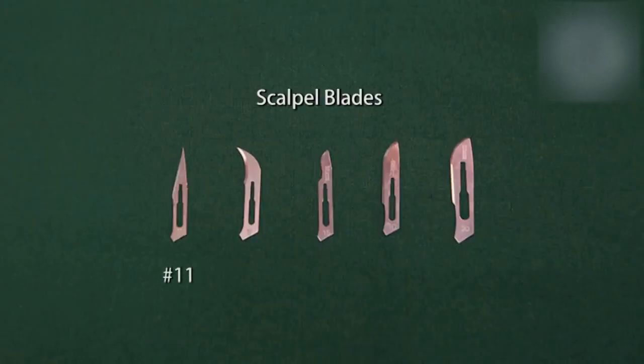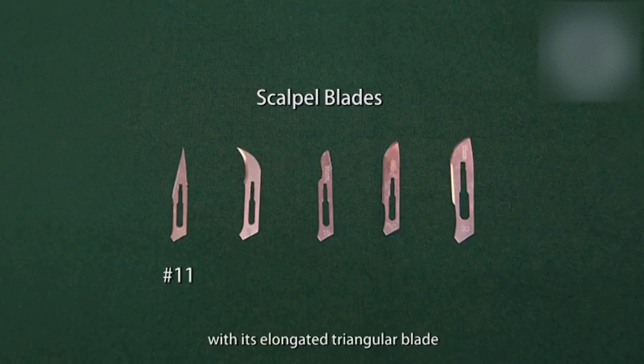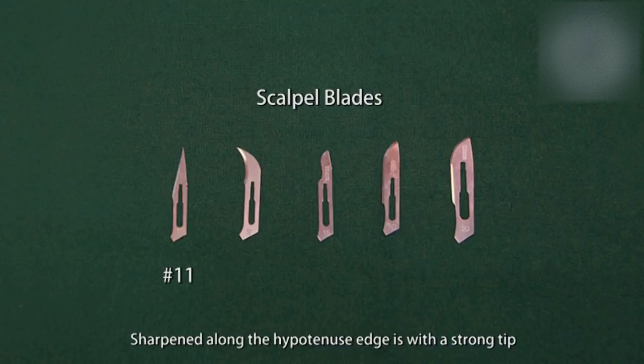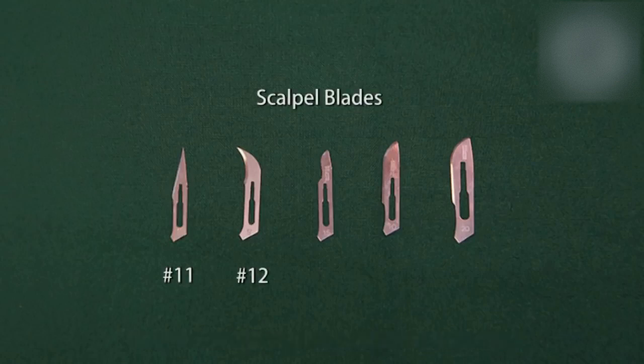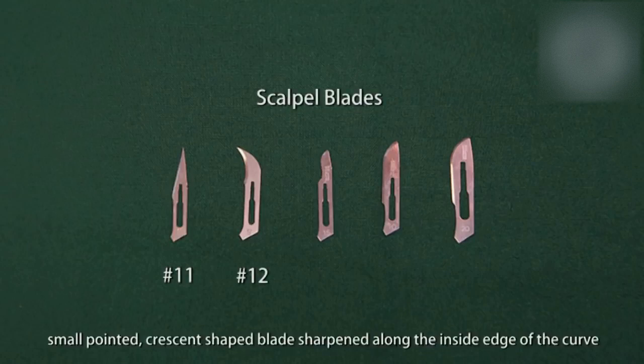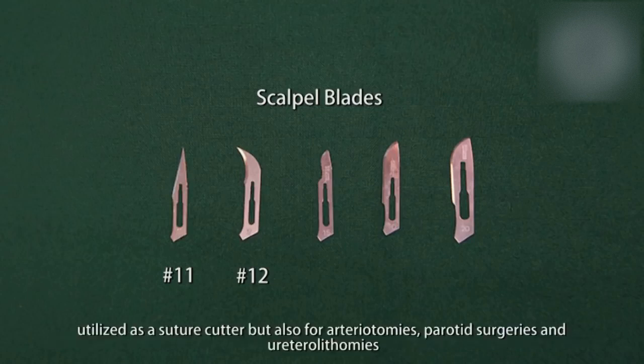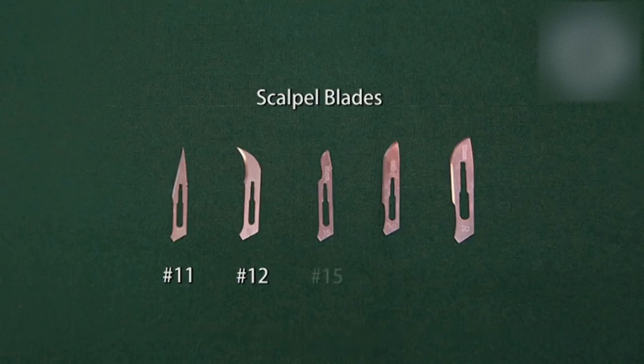Blade number 11, also known as the stab knife, with its elongated triangular blade sharpened along the hypotenuse edge, with a strong pointed tip. Blade number 12, small, pointed, crescent-shaped blade sharpened along the inside edge of the curve, utilized as a suture cutter but also for arteriotomies, parotid surgeries, and uterolipotomies.